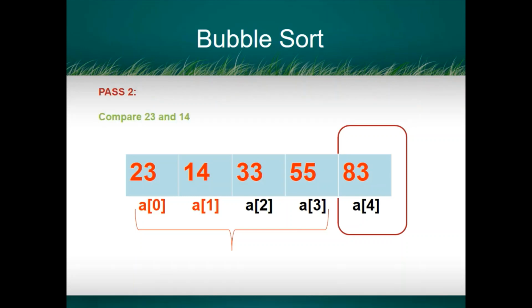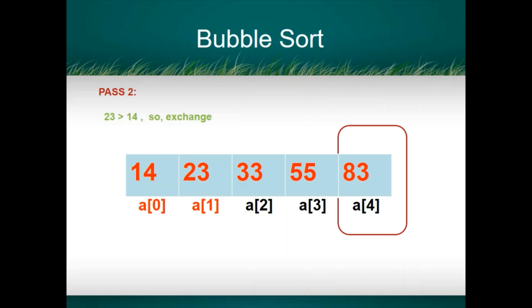Then we follow the same process. Step 1, compare a of 0 and a of 1, 23 and 14. Since 23 is greater than 14, we should exchange them or we should swap them. Here we are using the word exchange. So bubble sort is also called exchange sort.